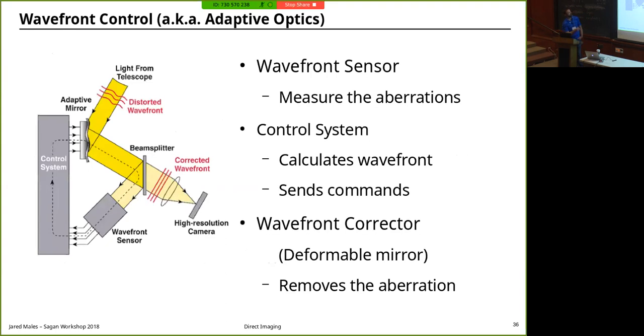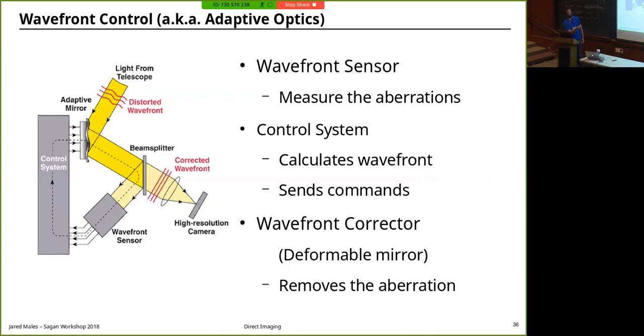So aberrated light comes in. It could be from the atmosphere, or it could be from the imperfect optics. It bounces off the deformable mirror, which we'll get back to, and goes into the system. Some light is split off for the science, and some light is split off to what we call a wavefront sensor. And the wavefront sensor is what actually senses how much that wave is aberrated. And then you have a control system, whose job is to analyze the images or signals that come off the wavefront sensor. So it does a bunch of math, calculates a control signal that would then remove that aberration, and sends it to the corrector element.